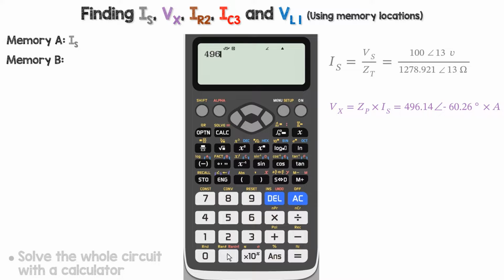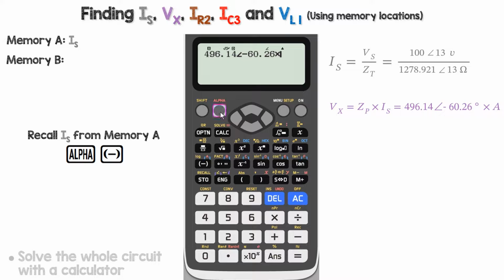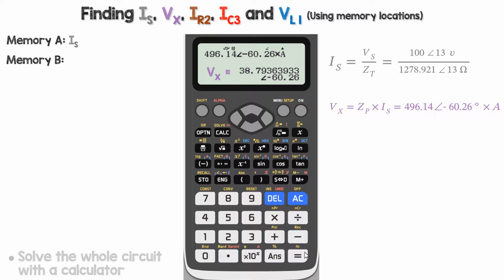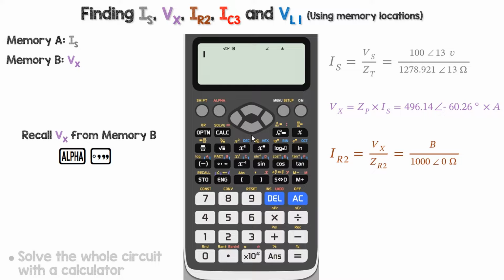If we want to find Vx, the parallel voltage, we multiply the parallel impedance, which you can work out using the reciprocal formula, multiplied by A, because in memory location A, that's where IS is. Press equals, roughly 38.8 volts across the parallel branches with that phase. And I'm going to store Vx into memory location B so we can find the parallel branch currents without typing too many numbers in.